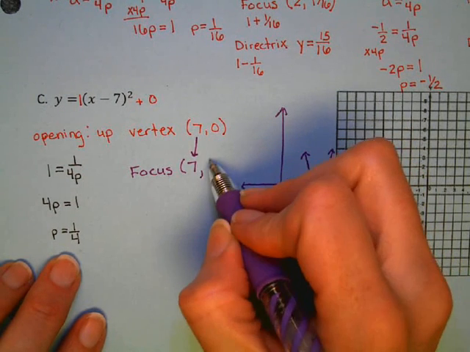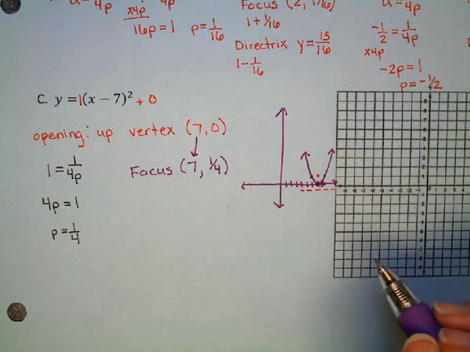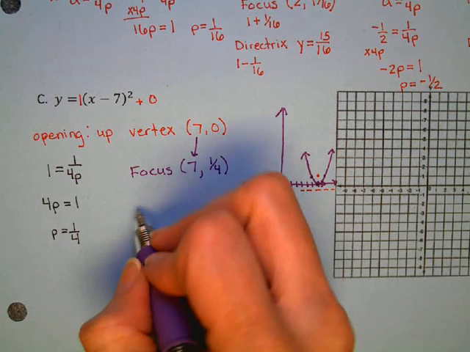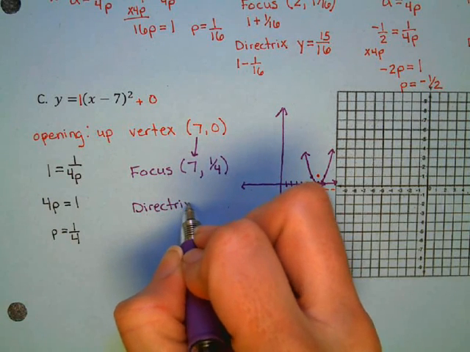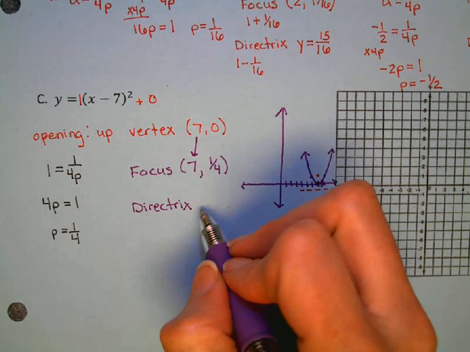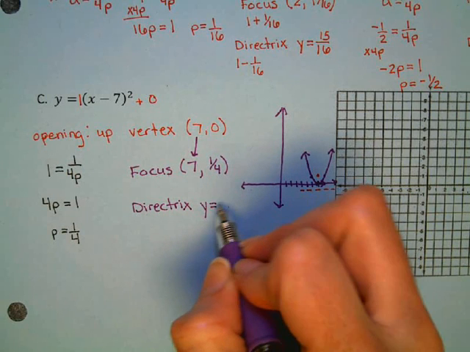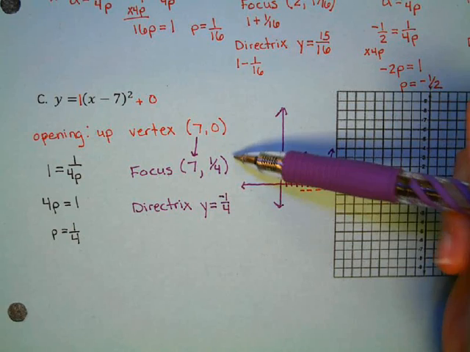The directrix represents the line below it. So if you're at 0 and you go down 1/4, that would be y equals -1/4. So the focus is a point, the directrix is a line. So it's y equals whatever that number is.